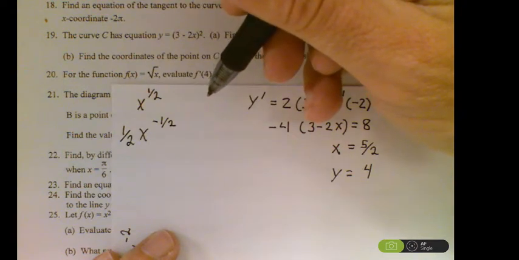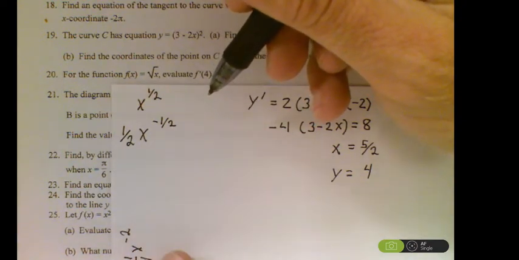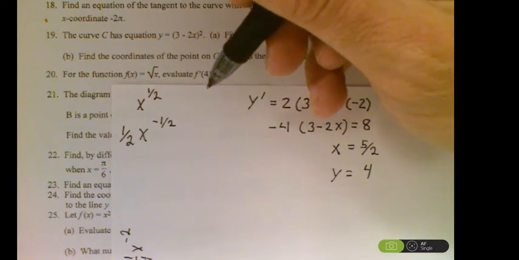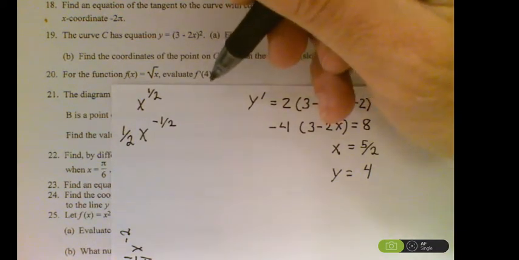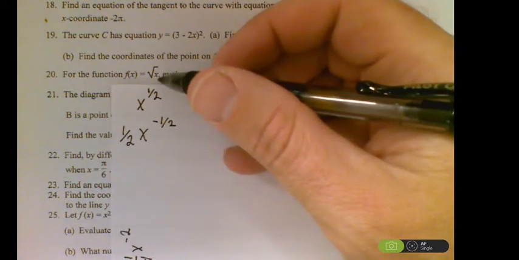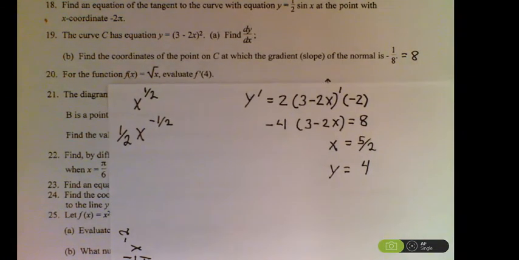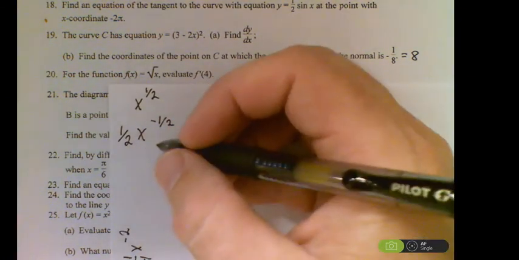But you should always know how to do some of this without a calculator as well, because there's definitely going to be a need for that. So to plug a 4 in, I would probably want to put it back into radical form. That's probably easier for most students to work with.